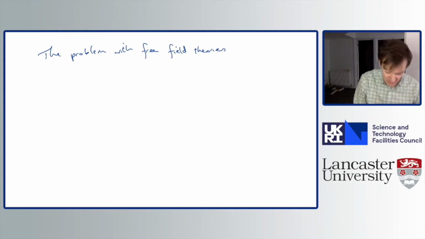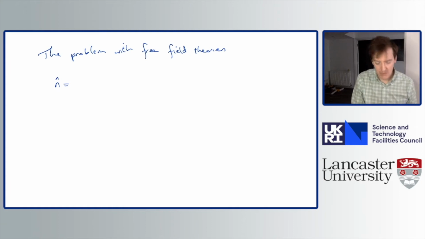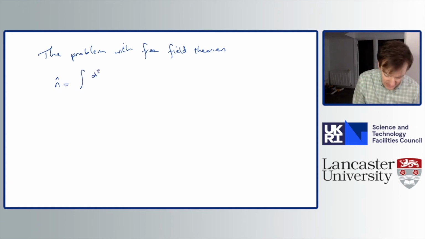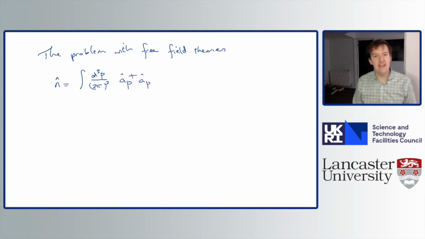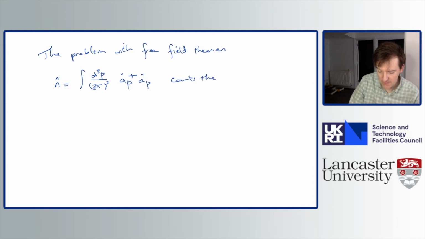So we can consider an operator, let me call it small n, which is defined to be the integral d³p over (2π)³ of a_p† a_p. So this is a special operator. This is called the number operator. This just counts the number of particles in a state.